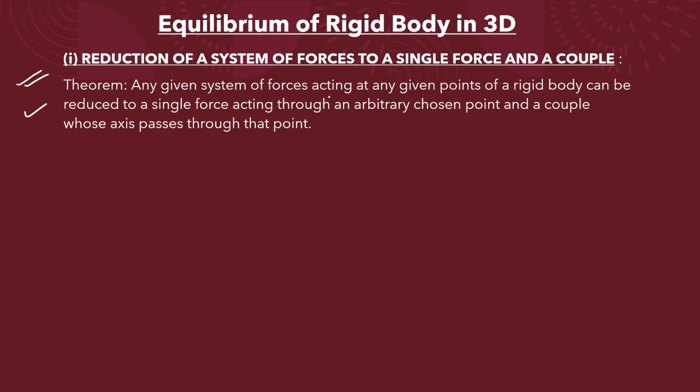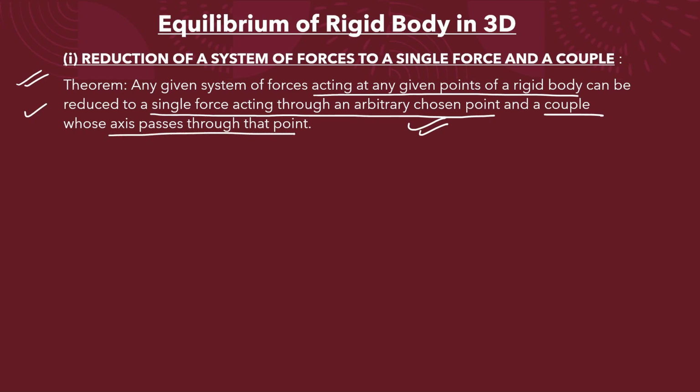Any given system of forces acting at any given points of a rigid body can be reduced to a single force acting through an arbitrary chosen point. This keyword is important, arbitrary chosen point, and a couple whose axis passes through that point. Let us draw this.